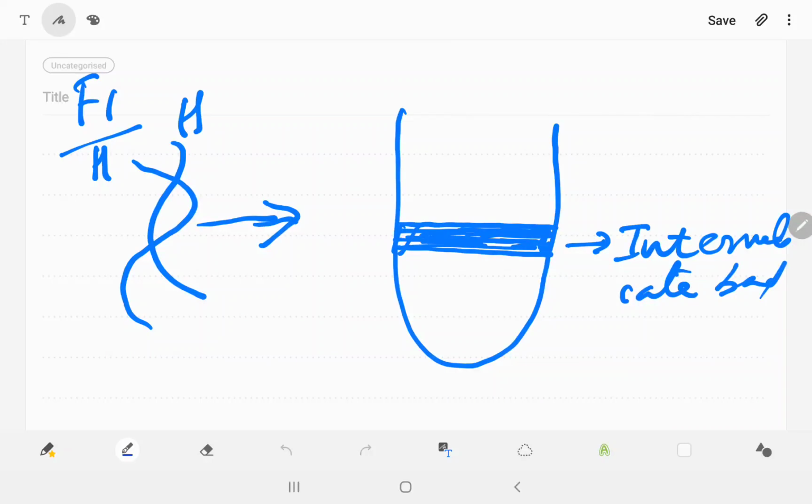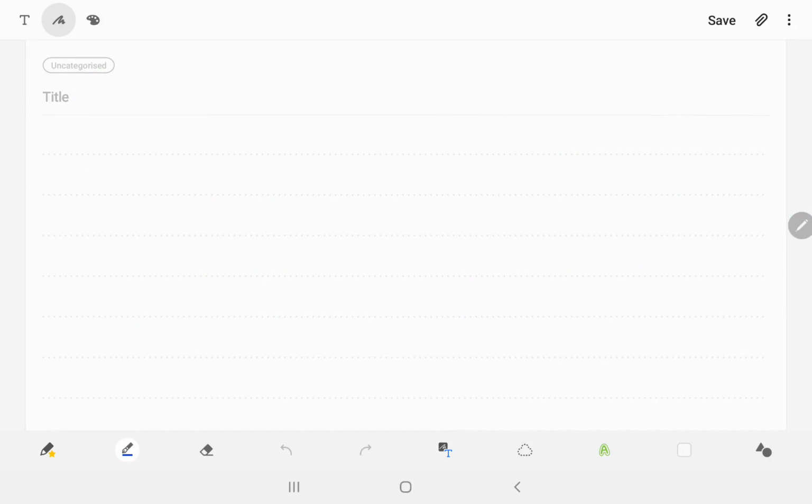Why is it an intermediate band? To get an intermediate band, there are two possibilities. The first possibility is how DNA is replicated. I will tell you what the possibilities are. There are two possibilities.